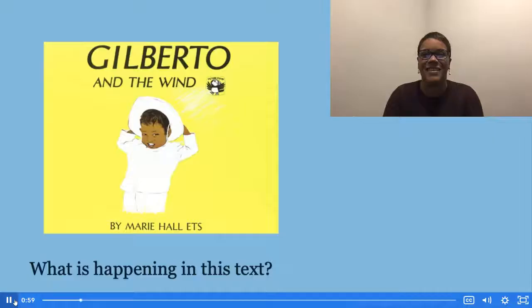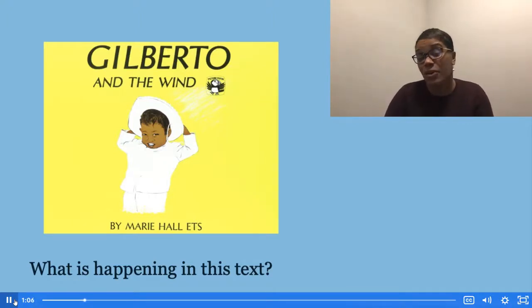In previous work, you had an opportunity to make observations and ask questions about the text Gilberto and the Wind. And you also used the outside-in strategy to figure out the meaning of a word. Today, we're going to get back into Gilberto and the Wind, and we're going to think about the problems in the text. The question that will frame our learning for today is, what is happening in this text?